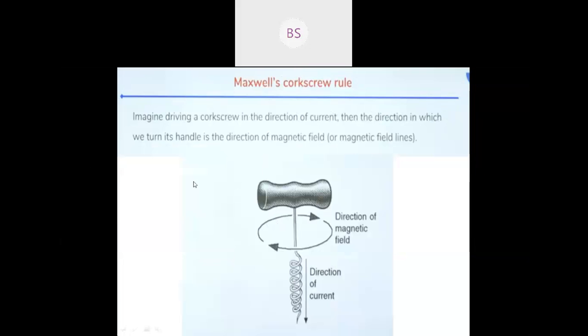Okay, if you take a plastic water bottle, the side in which you tighten the lid of that water bottle, that is the magnetic field lines direction. Wherever you're tightening it, that is the magnetic field lines direction, and the downward direction shown is the direction of current. Okay, so this is Maxwell's corkscrew rule, done by Maxwell.